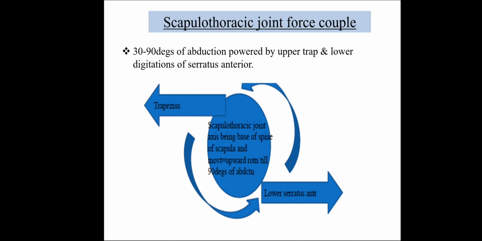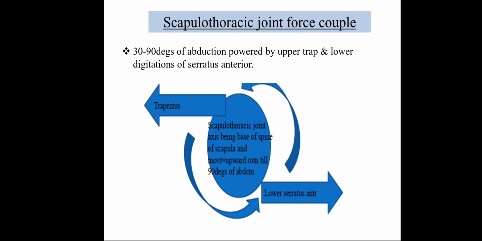For 30 to 90 degree, upper and middle trapezius are activating along with your lower digitation of your serratus anterior. And when 90 to 150 degree of abduction is happening, lower fibers of trapezius and upper digitation of serratus anterior are a must activating muscle fiber to cause the upward rotation of the scapula. The only difference between these two is the axis of rotation of the upward rotation of the scapula.